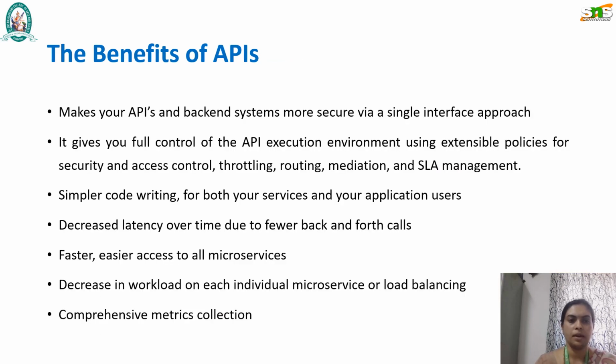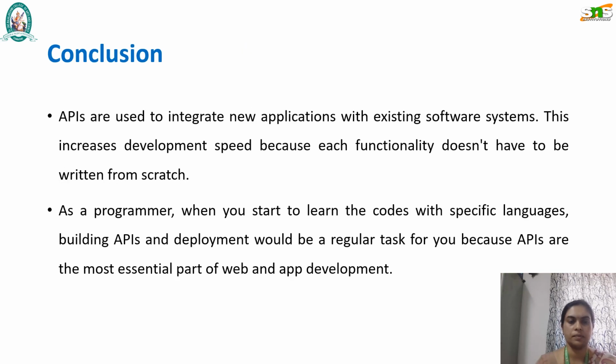So the benefits of API are simpler code writing, decreased latency time, faster and easier work, decrease in workload, and a comprehensive metric collection. So the conclusion is that API is used to integrate new applications with existing software systems with increased development speed, because each functionality does not have to be written from scratch.